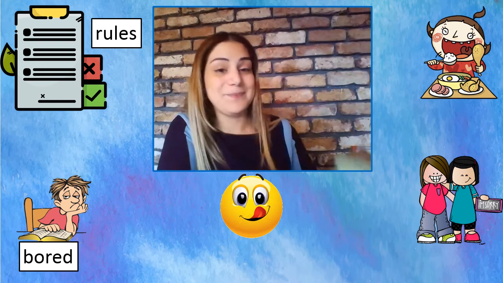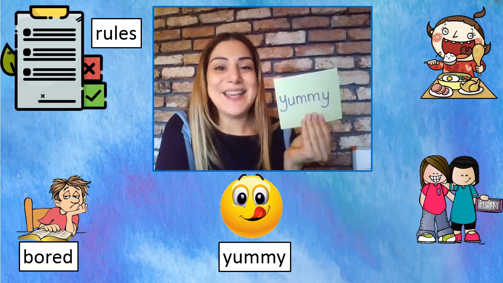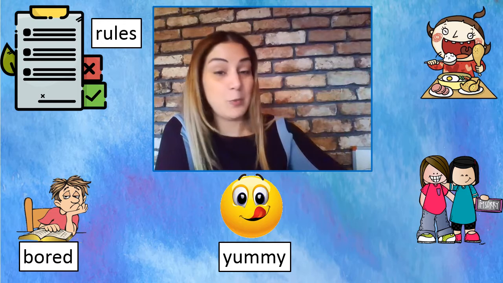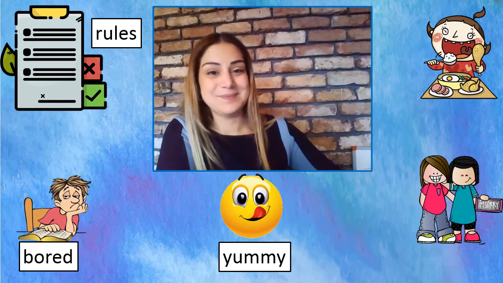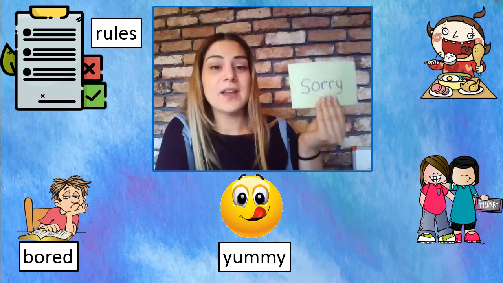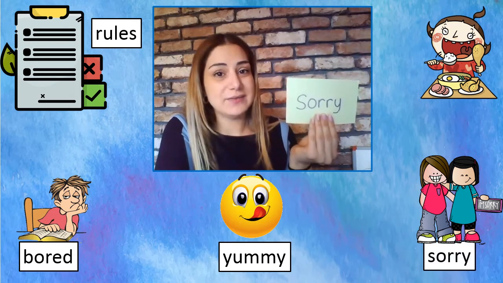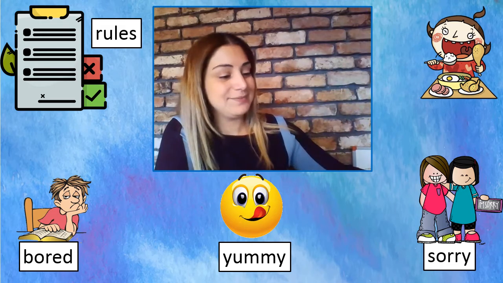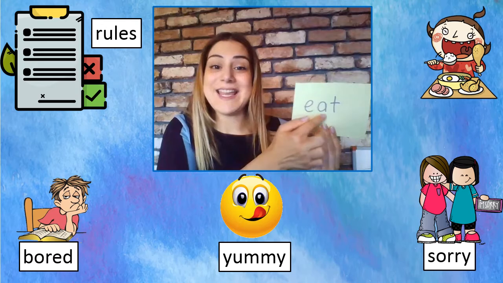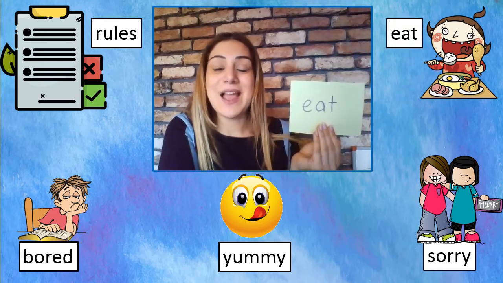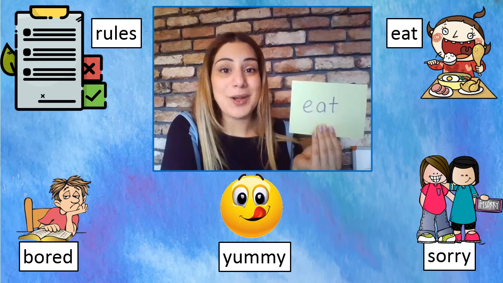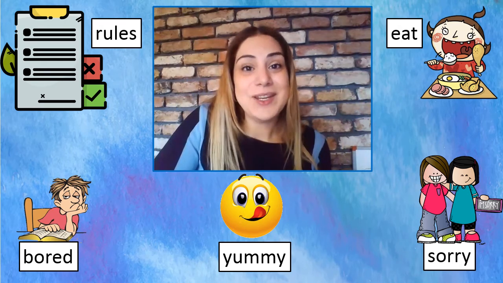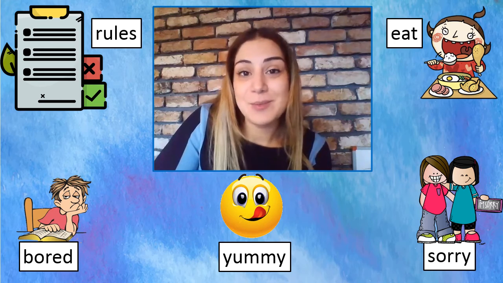Word number 3. Yummy. I like to eat yummy chocolate cake. What do you like to eat? Word number 4. Sorry. I'm sorry. Please forgive me. And the last word is eat. Eat. I like to eat popcorn when I'm watching a movie. So now let's move on and read the book.